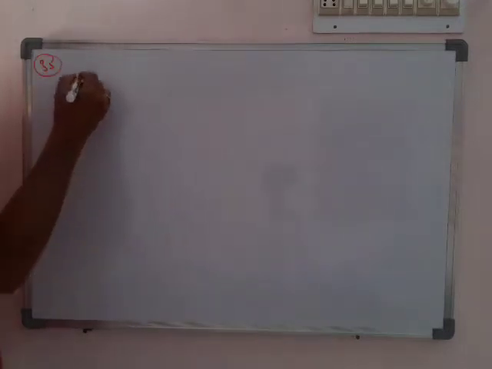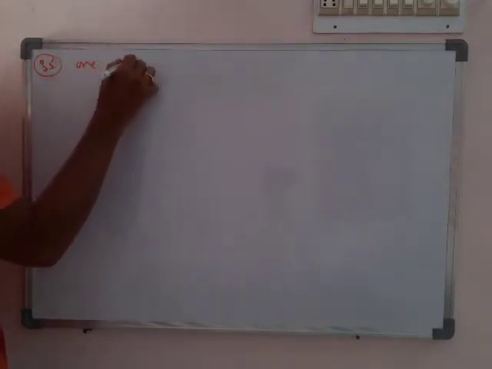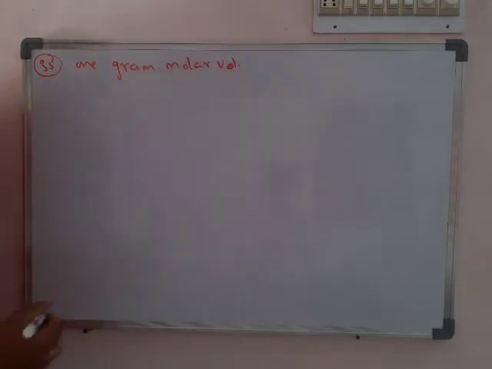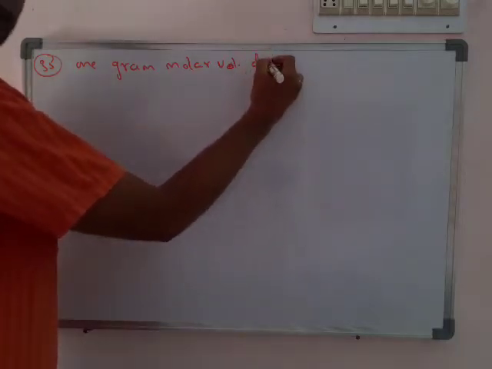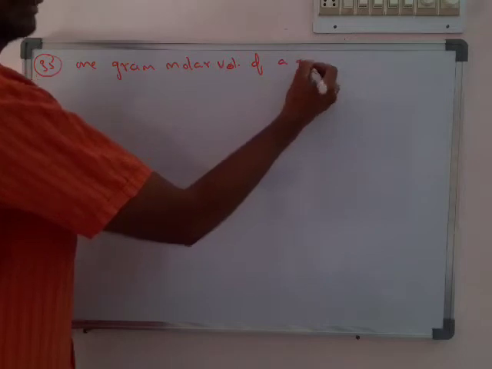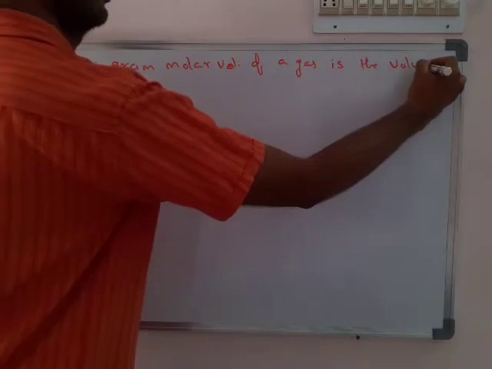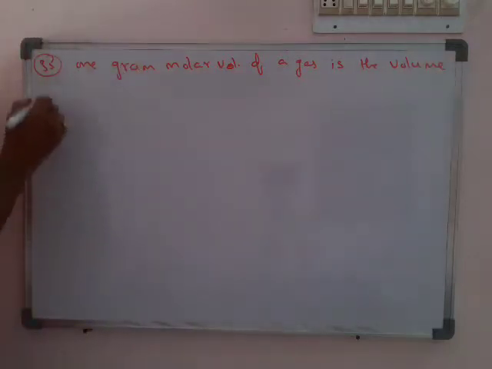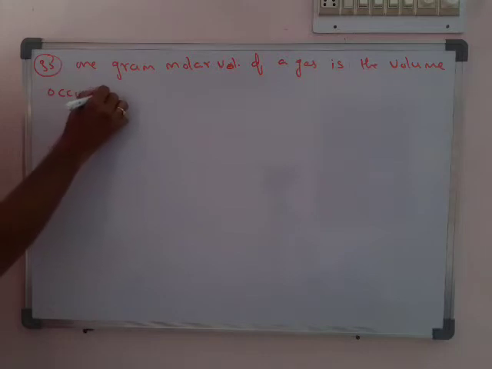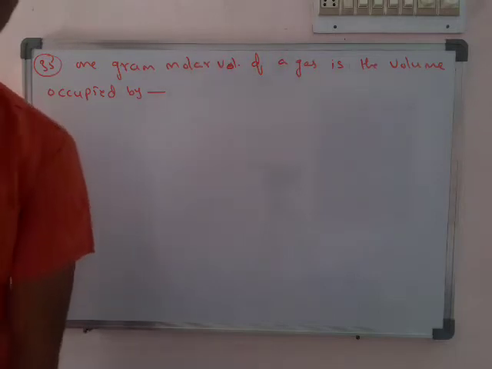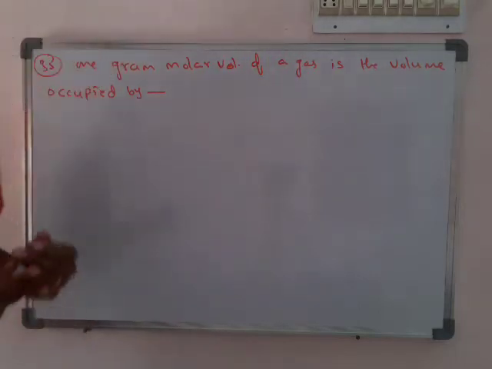Let's see the other question, that is 35. 1 gram molar volume of a gas is the volume occupied by dash. Here again, with the help of options, we have to compare.